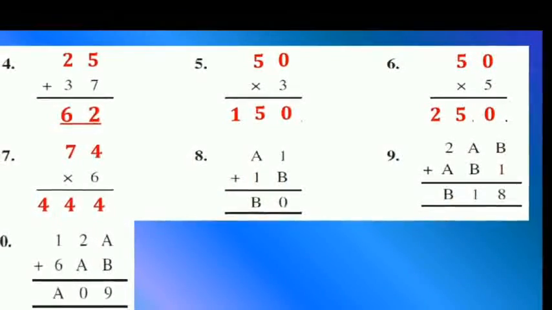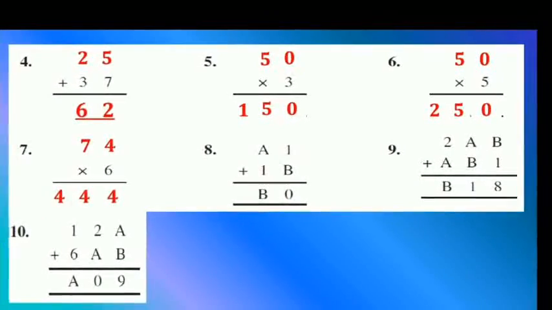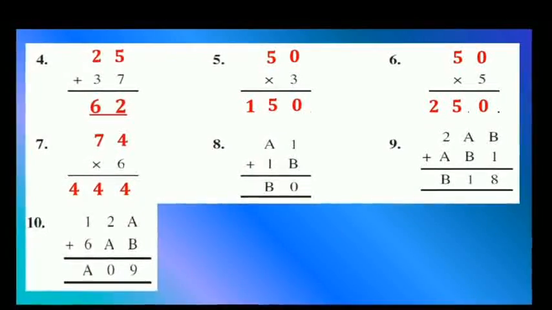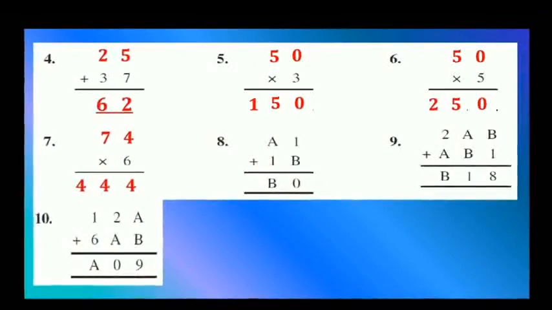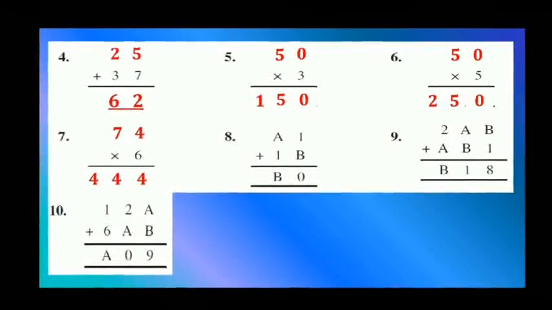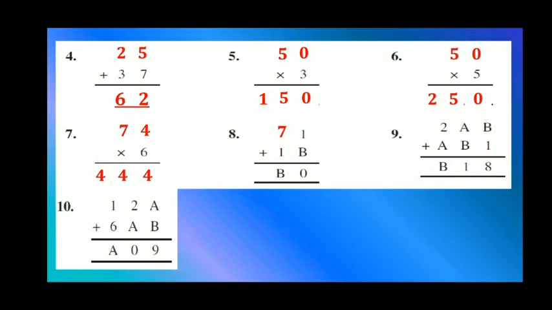Now 9 comes in place of B, and then carry over 1 is there. Now 1 plus 1, that is 2. Carry over 1 and 1. 2 plus some number must give us the value for B, that is 9. So it is 7. So 7 plus 1 plus 1 gives us 9. So your answer is 71 plus 19, that is 90.